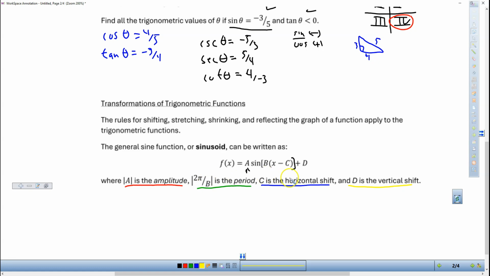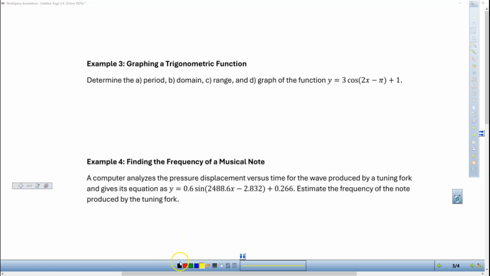And those are the different pieces that can actually affect things like shifting, stretching, shrinking, and reflection. So with that in mind, let's apply this to an example. We want to determine the period, the domain, the range, and then the graph of the function y equals 3 cosine of (2x minus pi) plus 1.